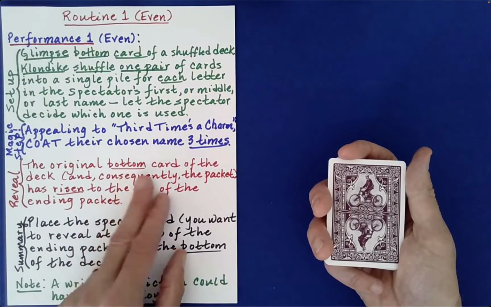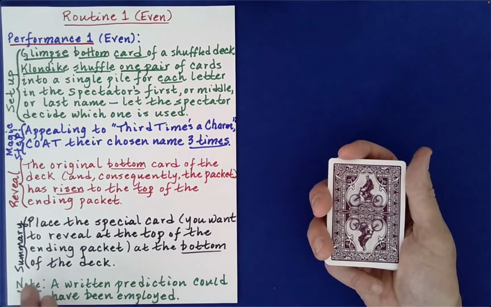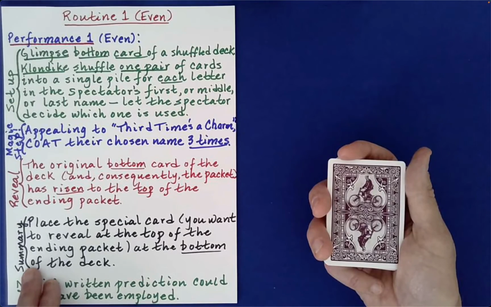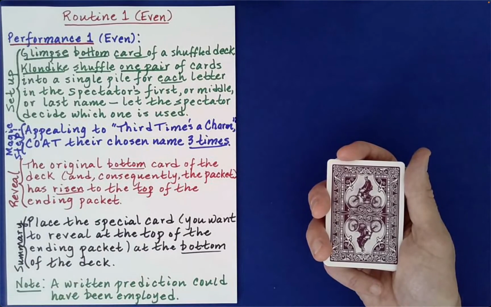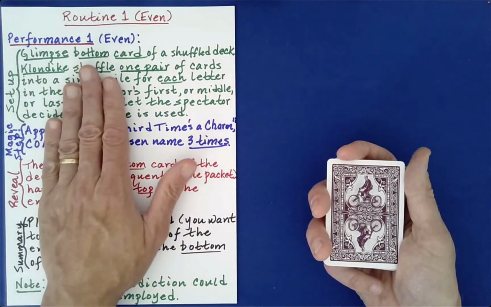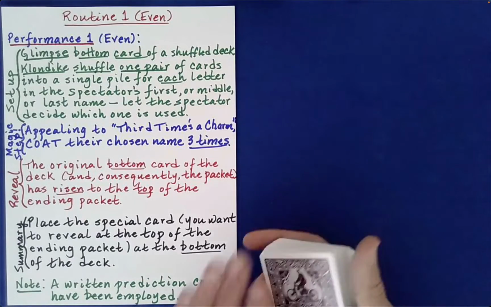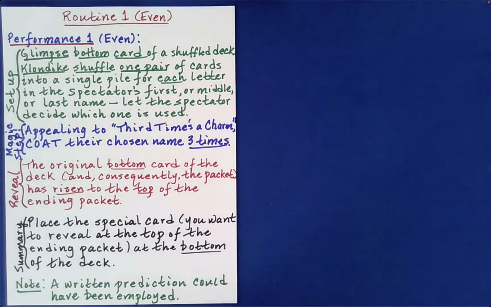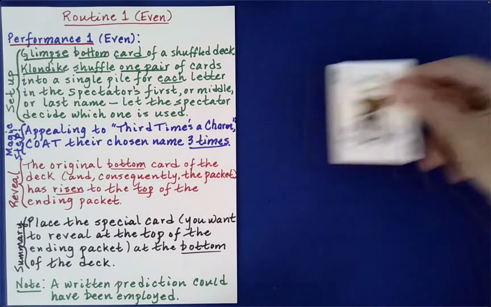The original bottom card of the deck rises to the top, and then here's a little reminder for strategy you should use. You can either place a special card you want to reveal at the end at the bottom, or of course you can actually begin with a truly shuffled deck. And a written prediction could have been employed, especially if you placed a special card at the bottom, like I did with this silly joker, right? I could have had a written prediction that I brought out.